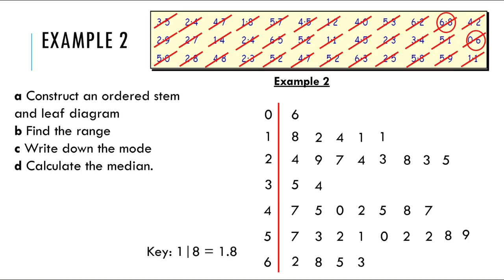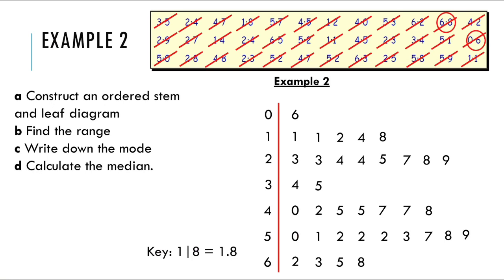Now, you can see how this would now be easier to order. In each row, I'm just going to now order them from the smallest to the largest like so, okay? So I'm just going to do a whole new diagram where I reorder it from smallest to largest in each row. Okay, part B then says find the range.